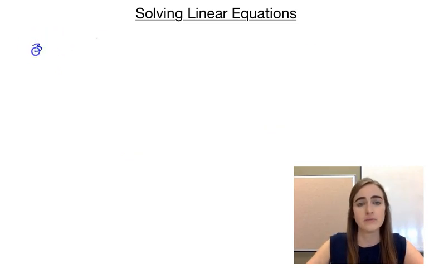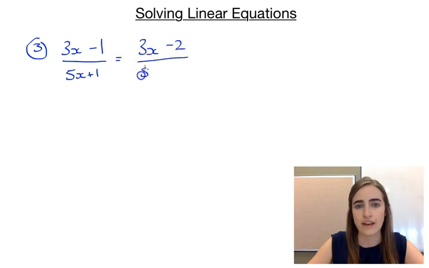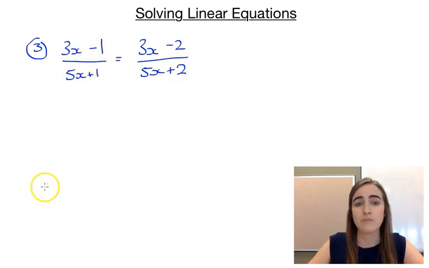Okay, our third example, we're going to have (3x - 1) over (5x + 1) is equal to (3x - 2) over (5x + 2). Alright, so again, we don't really like working with fractions, so we're going to have to manipulate them both around. So to get rid of this 5x + 1 on the bottom, we'd have to multiply both sides of our equation by 5x + 1.